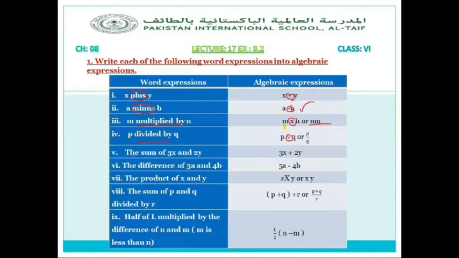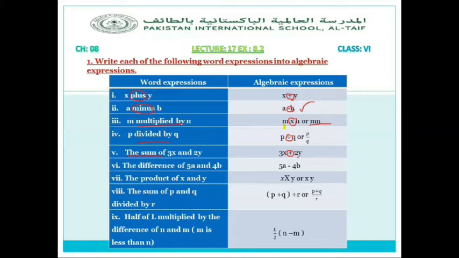Dear student, in part number 5, the sum of 3x and 2y. Here I would like to show you how this statement will be written in mathematical form. Sum of means plus, it has the same sign of plus. Here 3x plus 2y. You write here 3x plus 2y.